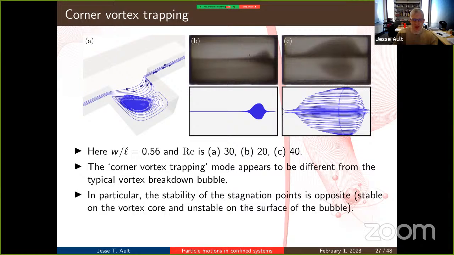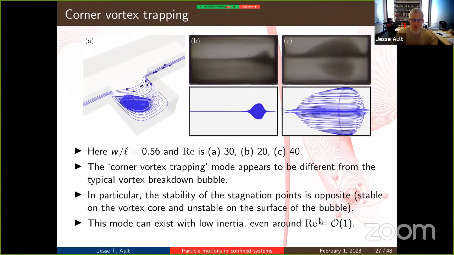We have yet to apply this criticality condition to this case, but we'll probably work on that in the next few weeks. And the interesting thing here is this mode can exist even with very low inertia, even around Reynolds number of order 1, which, like I said, is a bit curious because vortex breakdown itself is an inertial effect. And so it's pretty rare. I don't know of any case where you can have vortex breakdown at order 1 Reynolds number. And so this is something that we're trying to understand a little more also.